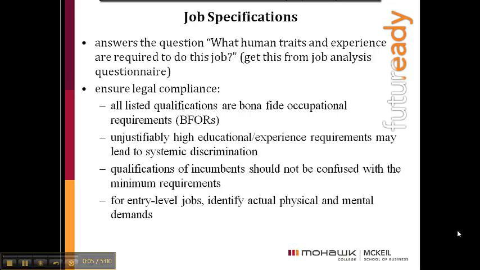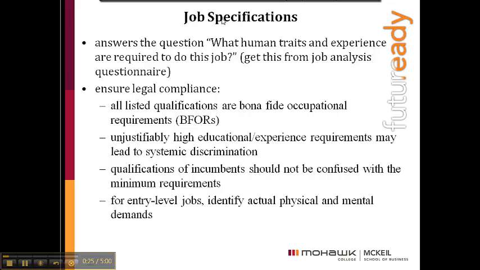Specifically, we're going to look at job specifications. So why do we have a job specification? It answers the question, what human traits or experience are required to do the job? These job specifications are basically little summaries of the skill, effort, responsibility, and working conditions that somebody works under.